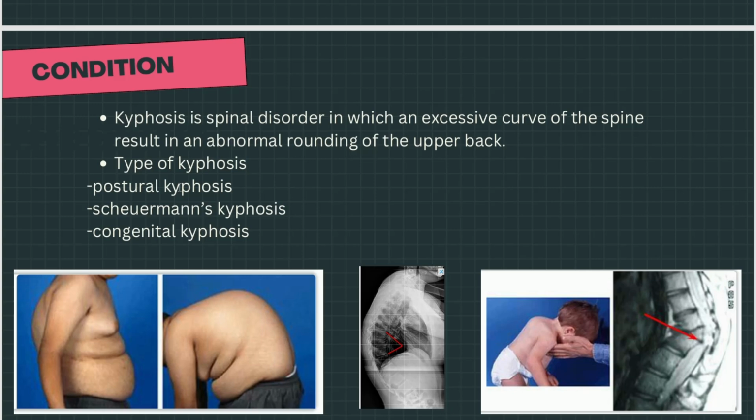The name comes from the Danish radiologist who first described the condition. It more often becomes apparent during the teen years and can result in a more severe deformity than postural kyphosis. Scheuermann kyphosis is caused by a structural abnormality in the spine.